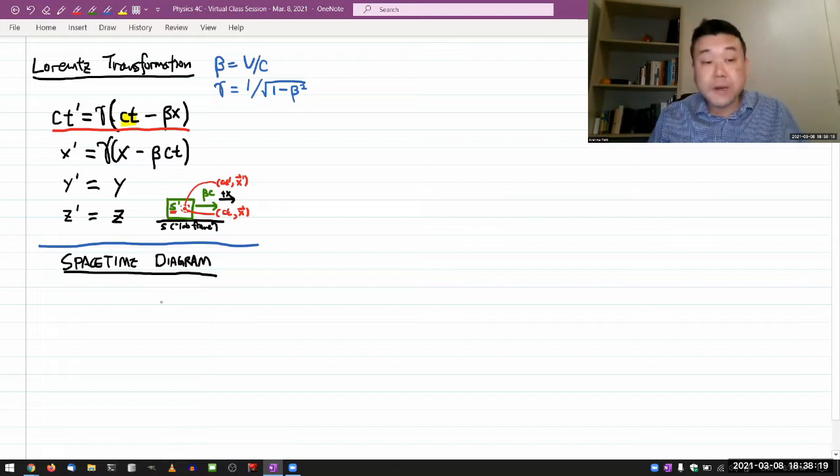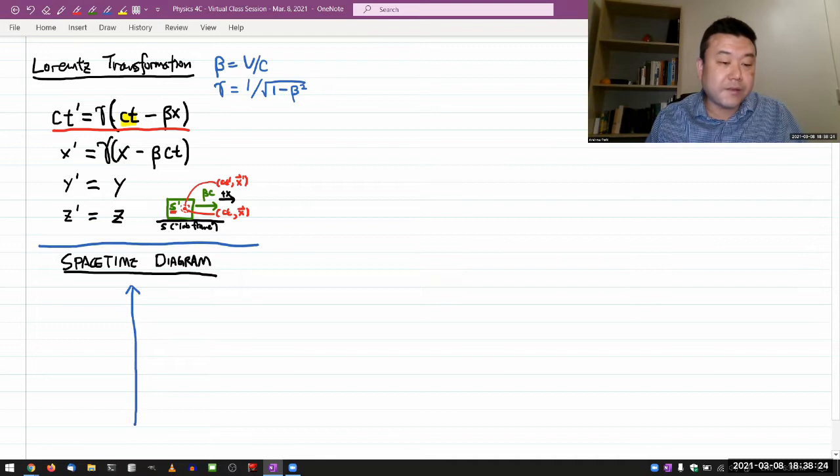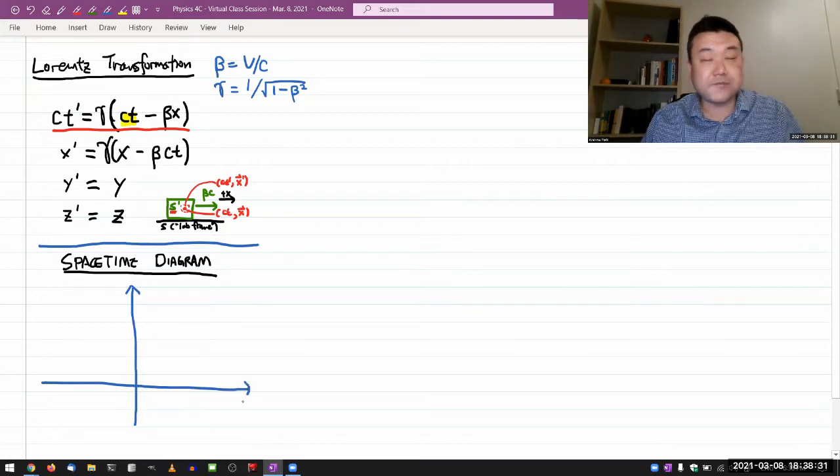What it looks like is a kind of XY graph. The only thing that's different is what the axes represent. In an XY graph, X represents a horizontal axis, Y represents a vertical axis. With the space-time diagram, the horizontal axis traditionally represents X, one of the dimensions of space position, and the vertical, or vertical-ish, axis represents time, ct.